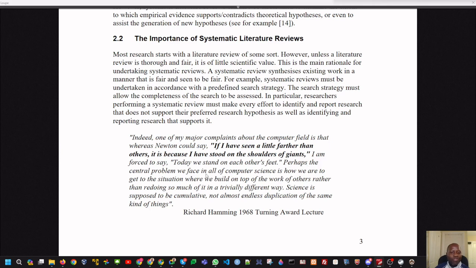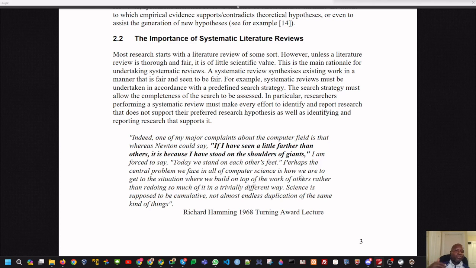Perhaps the central problem we face in all computer science is how we are to get the situation where we build on top of the work of others rather than redoing so much of it in a trivially different way. Science is supposed to be cumulative, not almost endless duplication of the same kind of things. That quote is from Richard Hamming in 1968. I just found that to be quite something you guys should note.